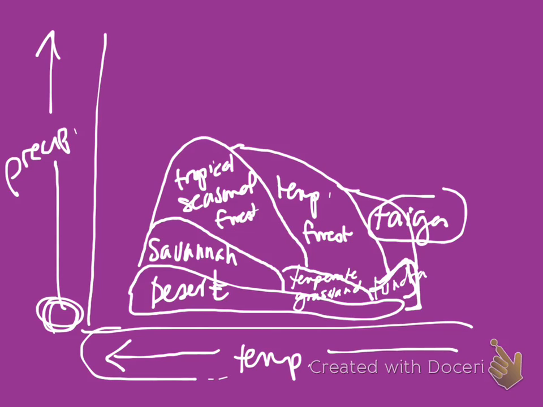But so the taiga is, again, colder and drier. So the higher we go this way, the warmer it is, but the further this way we go, the colder it is.